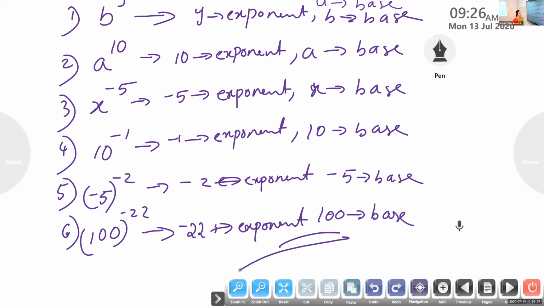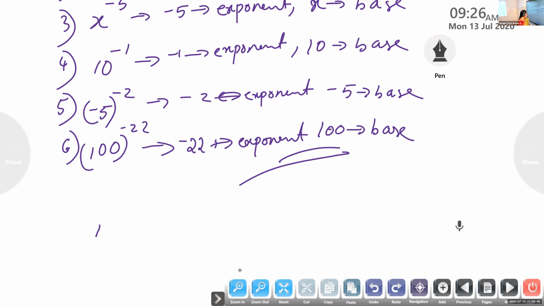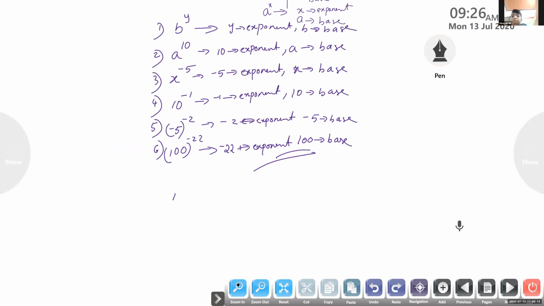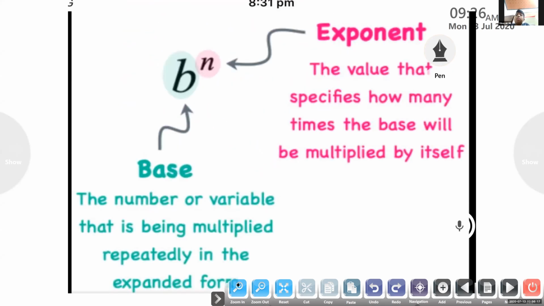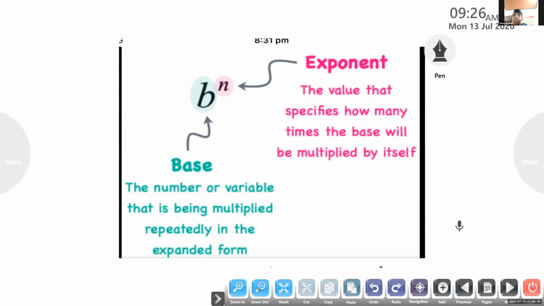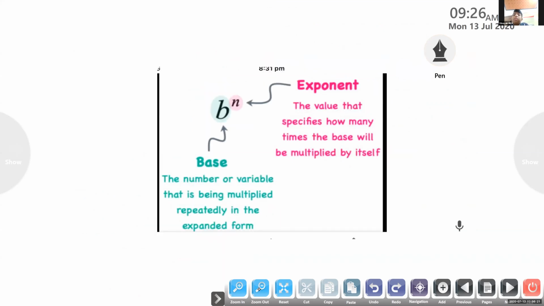Negative 22 is the exponent. So, all of you understood what is exponent and what is base? Yes, ma'am. Okay. See, here you can see what is the actual definition of exponent and base.